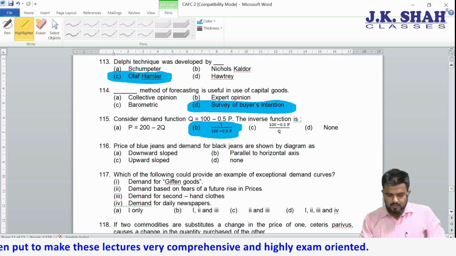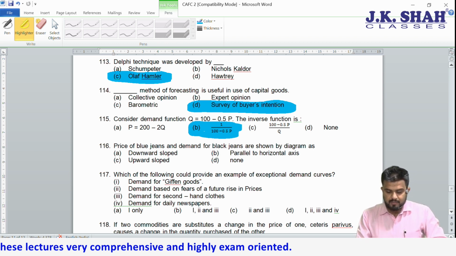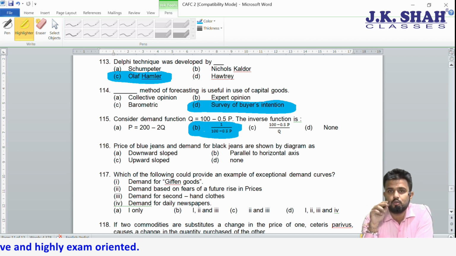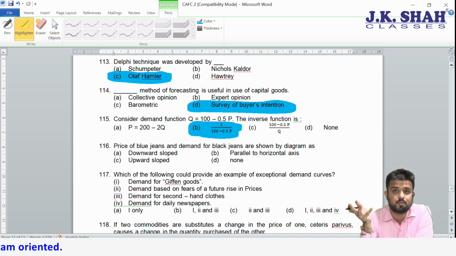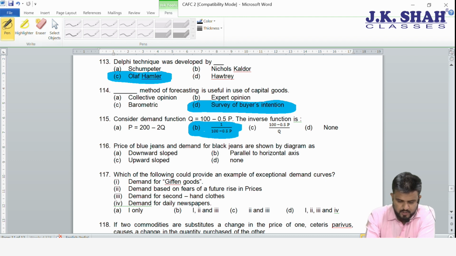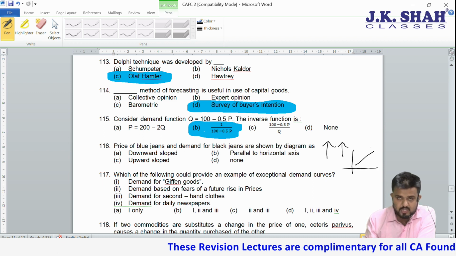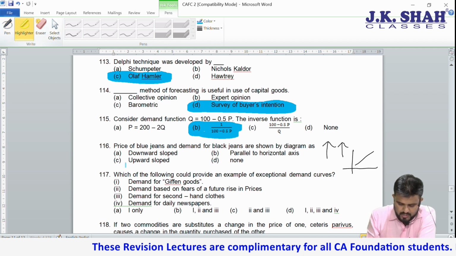Very simple. Price of blue jeans and demand for black jeans are shown by which diagram? Students, here blue jeans and black jeans represent substitute goods. And substitute goods have which relation? Direct relation. So the curve will be upward sloping. Upward slope means positive slope. So already they have given it in the option.